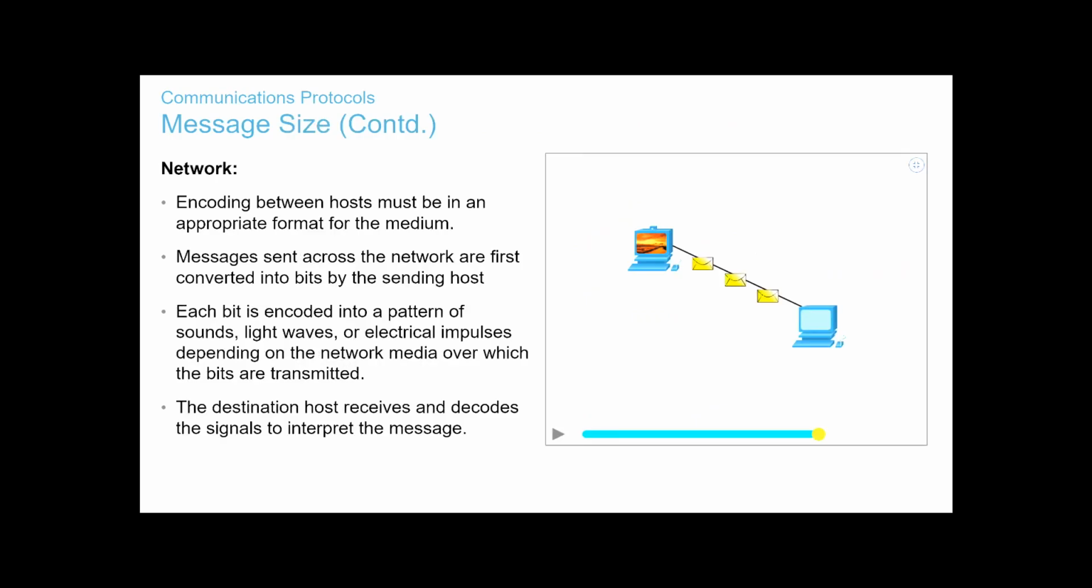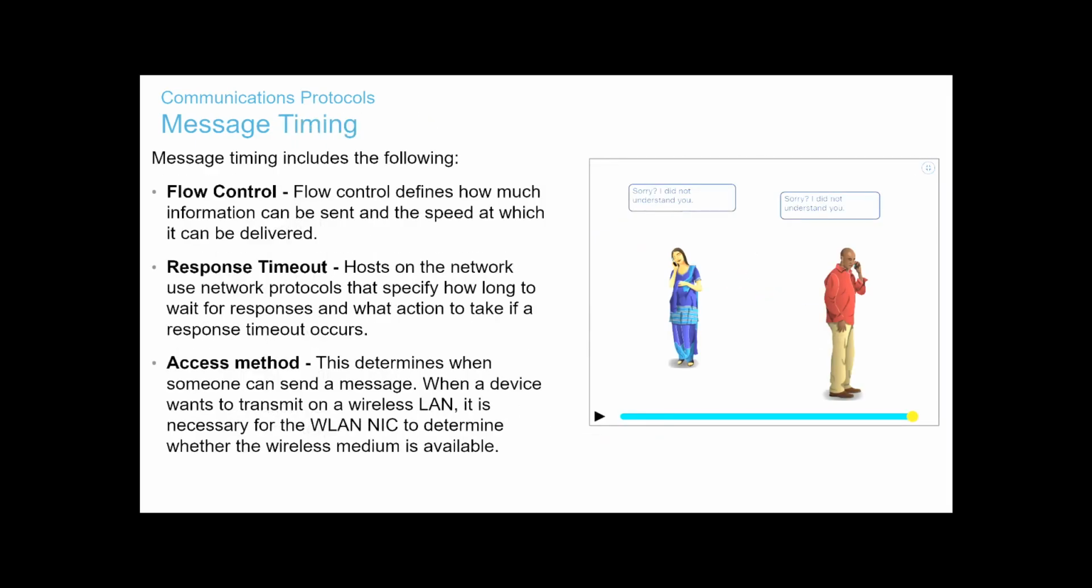There has to be encoding between hosts. It has to be suitable for that medium, whether it is Ethernet, HDLC, wireless, and has to be formatted to be able to travel over that medium. Flow control takes place at both the second and third layer in the OSI layer. How much can be sent? What speed can it be sent at? Is there a timeout? And also, for instance, the access method determines when someone can send a message.